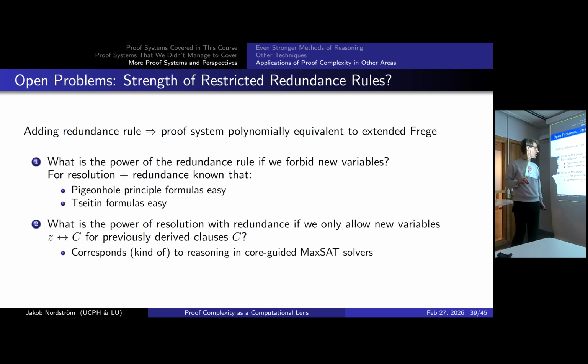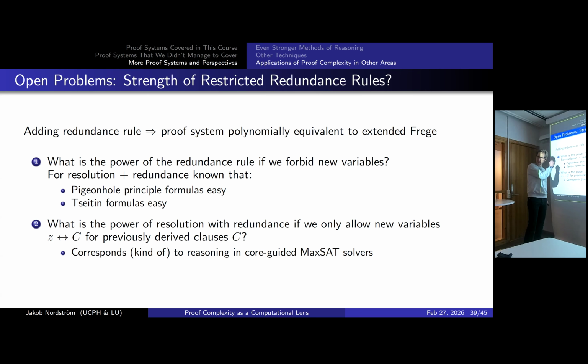Here's another challenge, another way of looking at it: suppose I allow you new variables, but I only allow new variables to be equivalent to clauses that have already been defined. Somehow, why extended Frege is so powerful is that you just throw out random definitions and then you build arbitrary circuits. But suppose I only allow you shorthand for a clause that you have already derived anyway. How powerful is that? That seems maybe a little bit more powerful than this, or maybe incomparable, I'm not sure.